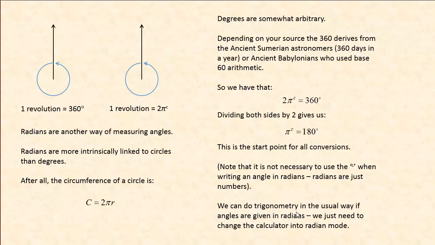We can do trigonometry in the usual way if angles are given in radians. We just need to change the calculator into radian mode.